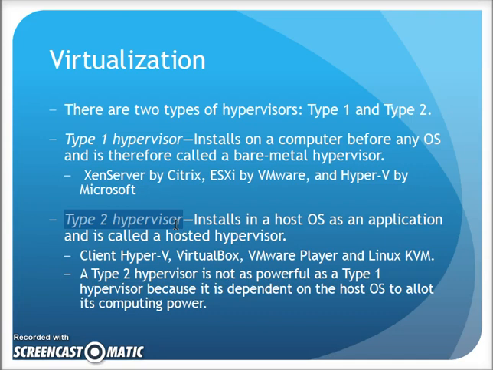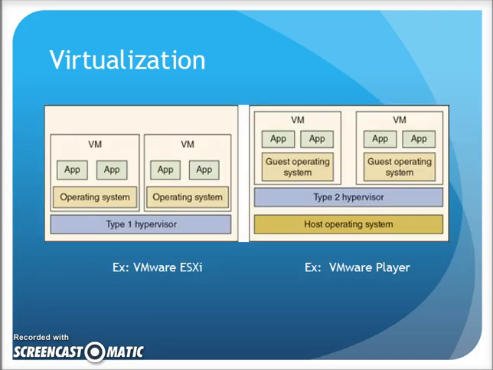So the Type 2 hypervisor is the kind we're using in lab. Things like Hyper-V, VirtualBox, VMware Player, and Linux KVM would all be examples. Now these are not going to be nearly as powerful as Type 1 because the host operating system is using some of the processing, and then the hypervisor and virtual machines are using processing. So there's a lot of sharing going on with the Type 2 hypervisor. But it's very handy for building up systems and testing things with the Type 2 before you make things go live.